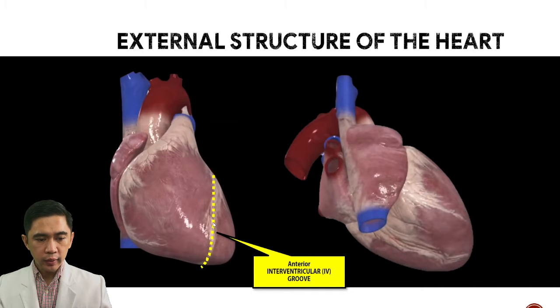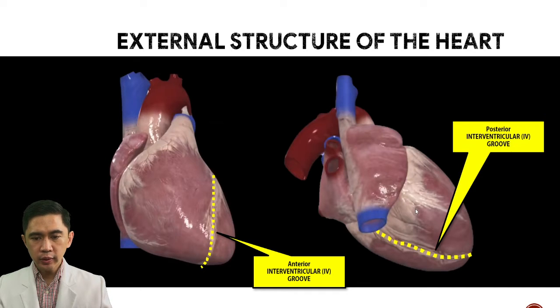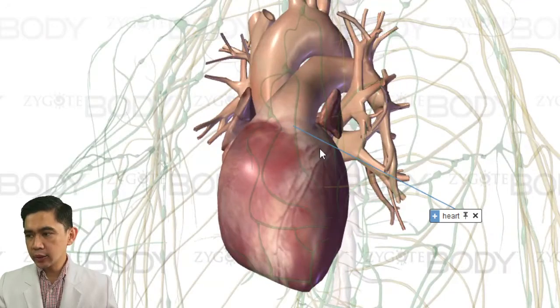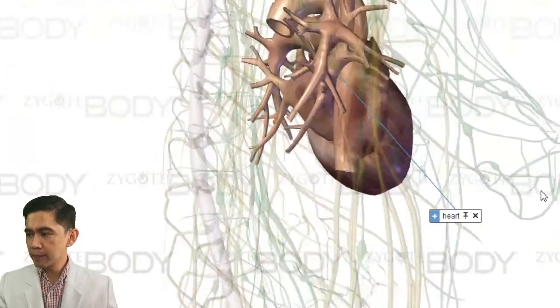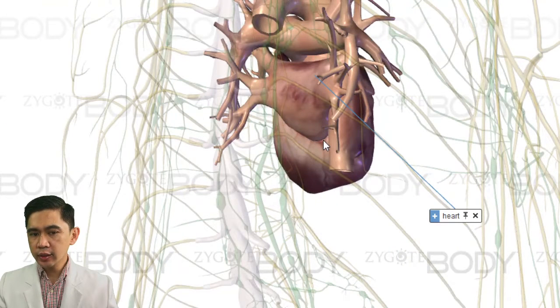When you follow it inferiorly and it curves again to the back and up, this will be the posterior interventricular groove, and we'll have an idea that this is the right ventricle and this is the left ventricle. So in the picture, this is the interventricular groove, and we follow that. There it is, and this should be the left and this should be the right.